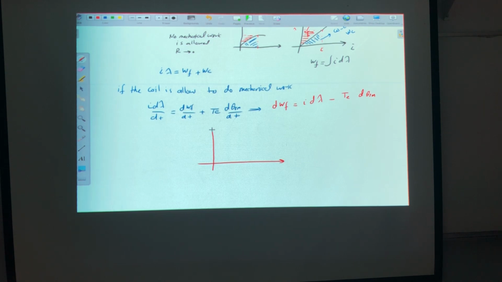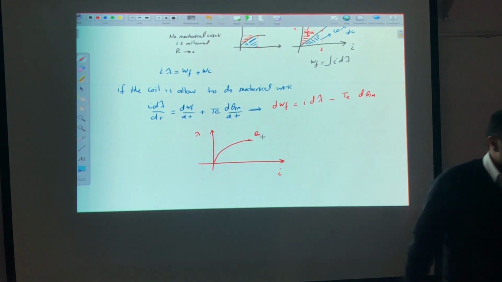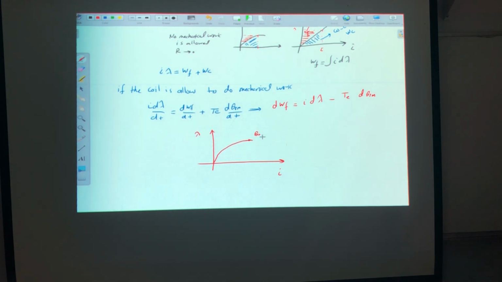Now, please pay attention to what I will do. I'm having i lambda here, and this curve is valid for a certain theta. If the inductance is changing, remember the inductance LSR was changing, and the slope of this relation is the inductance value. So if theta r is changing, this curve is not valid and I should have another curve. Let's assume at a certain time I'm having theta 0. If theta is changing, I will get another curve, let's assume here.